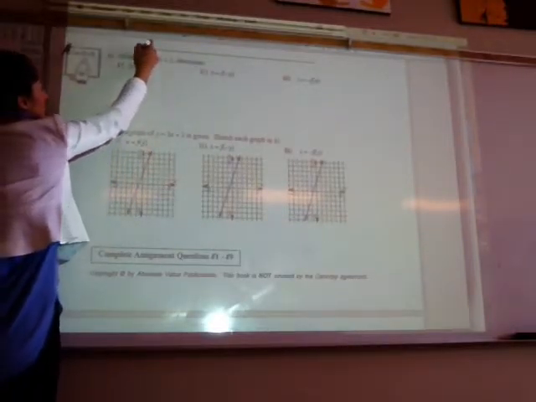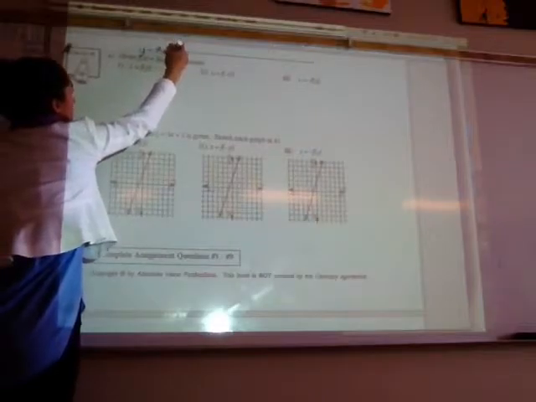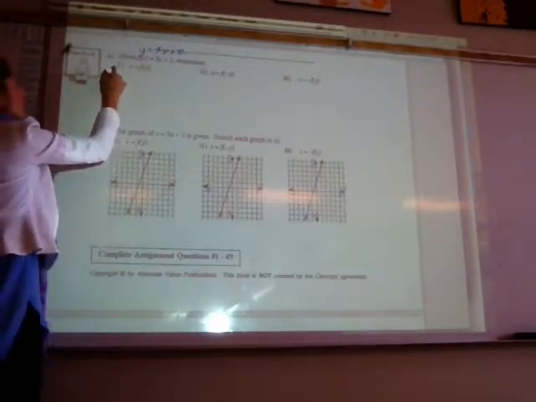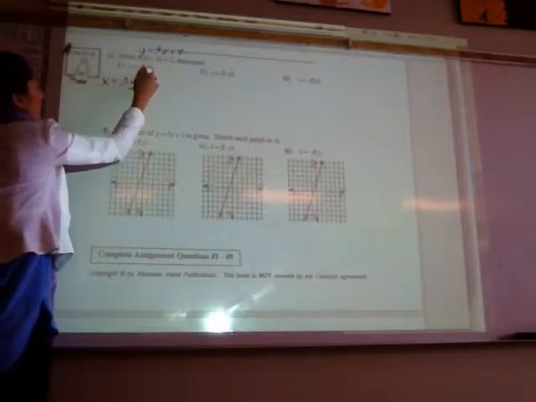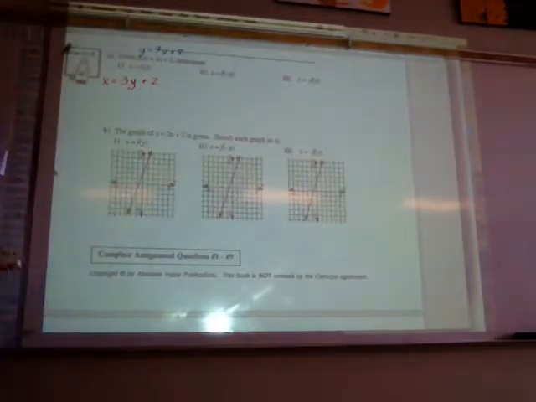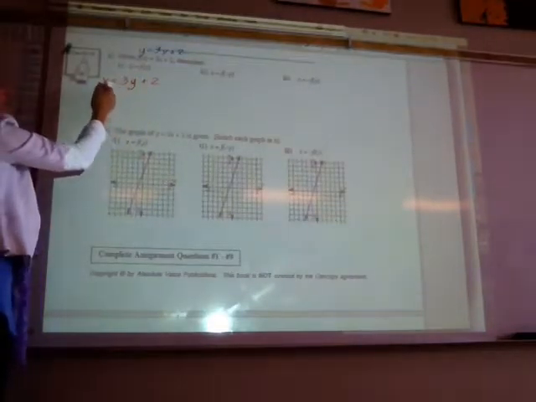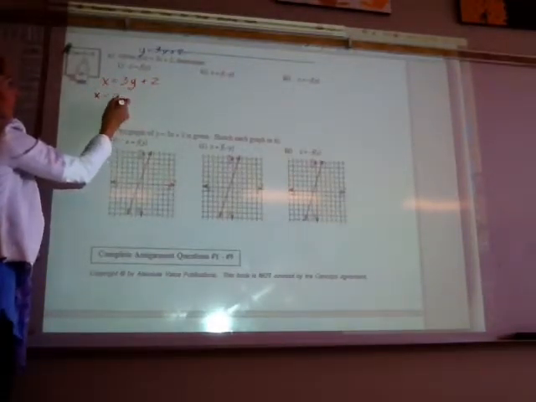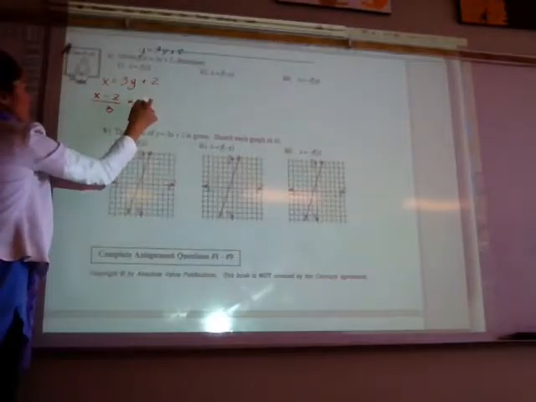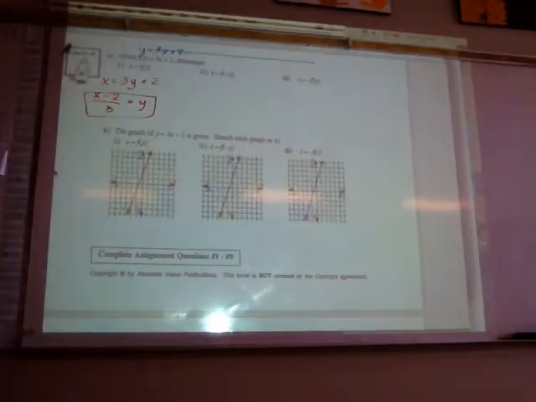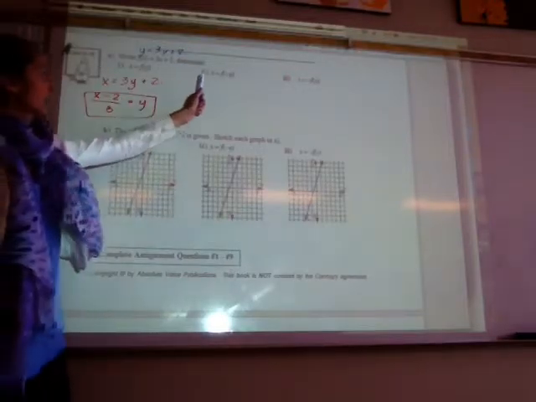Okay, so we started with y equals 3x plus 2. If we take the inverse, we get x equals 3y plus 2. Then we solve for y. So if we do that, we gotta subtract the 2 over, and then divide by 3. So that's our inverse. Okay, but let's look at the next one.